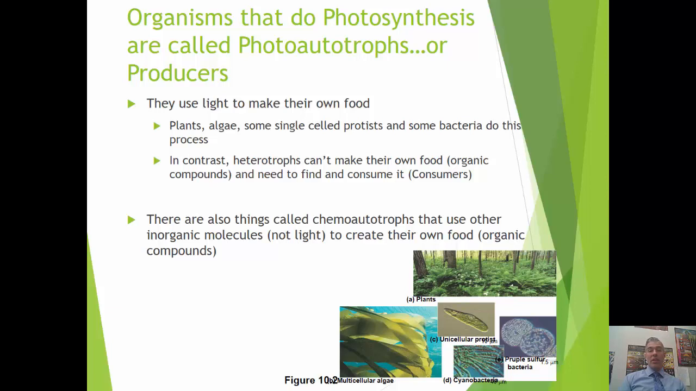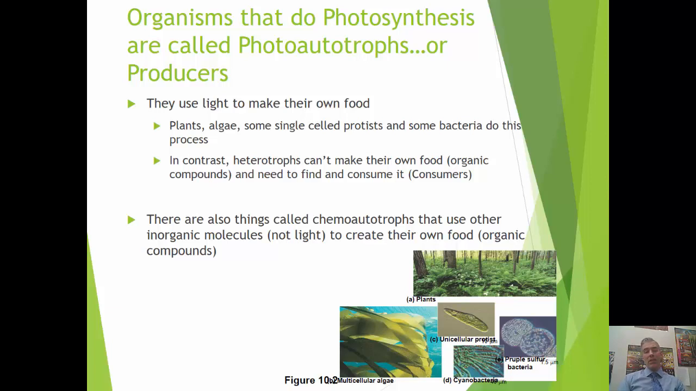So they use light to make food. Examples of these things are your common plants, algae, some single-celled protists, which are single-celled eukaryotes, and there are also some bacteria that are able to do photosynthesis. Remember, that's in contrast, as I just mentioned, to heterotrophs, which cannot make their own food. They have to go out and get it from their environment, and instead of producers, they are called consumers. We'll talk a little bit about this.